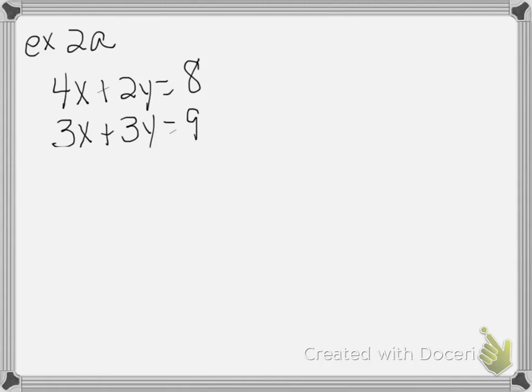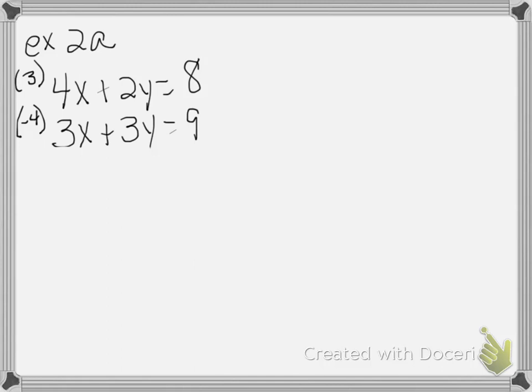So we are going to multiply the top equation by a 3, and we would need to multiply the bottom equation by a negative 4. You could also multiply the top equation by a negative 3 and the bottom by a positive 4. It does not matter which one is positive and which one is negative, just as long as you have opposite coefficients.